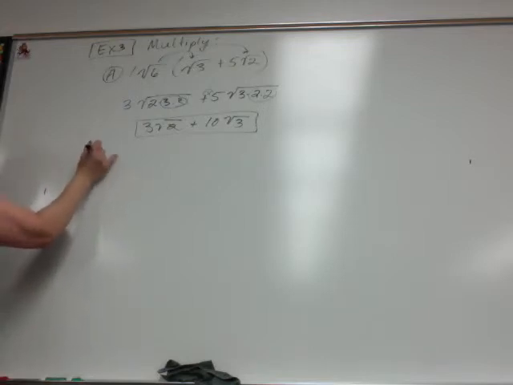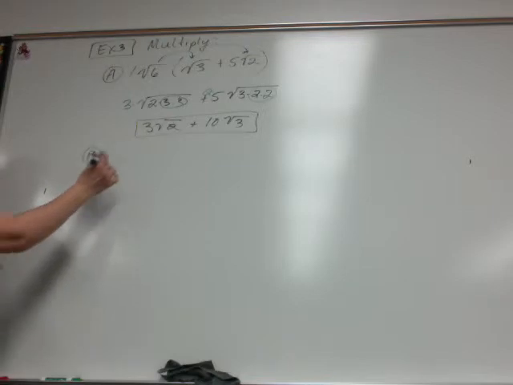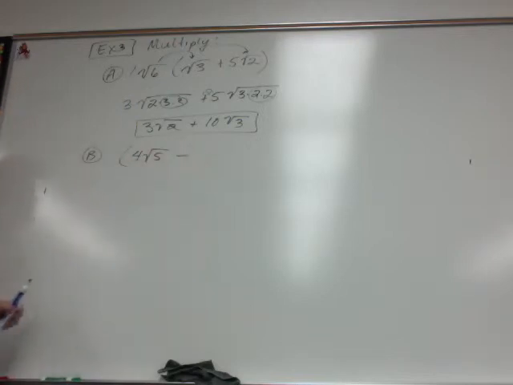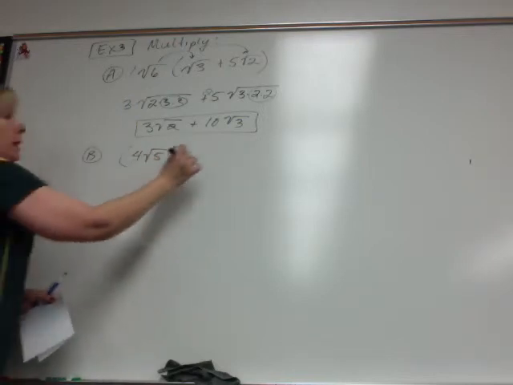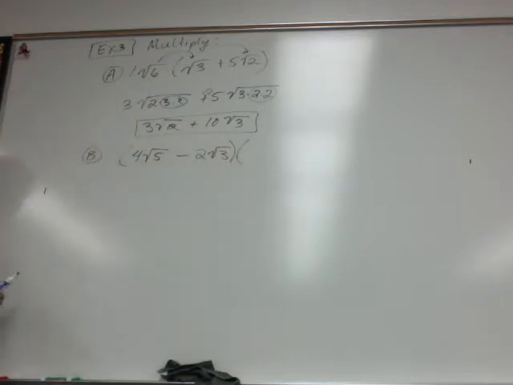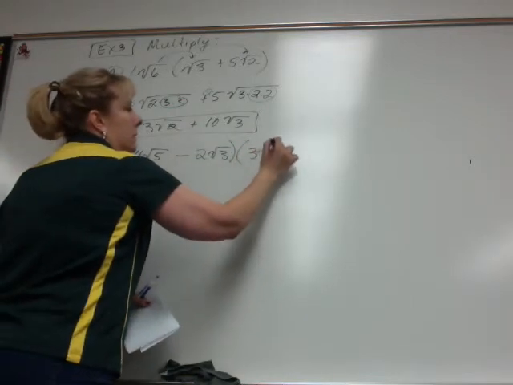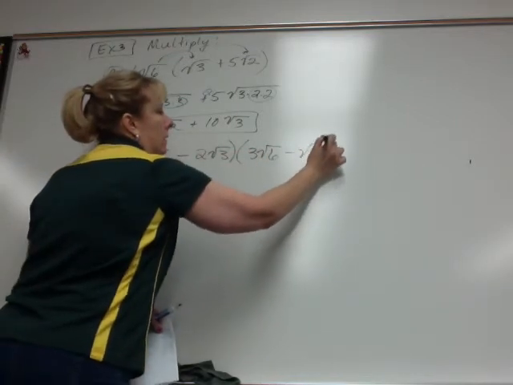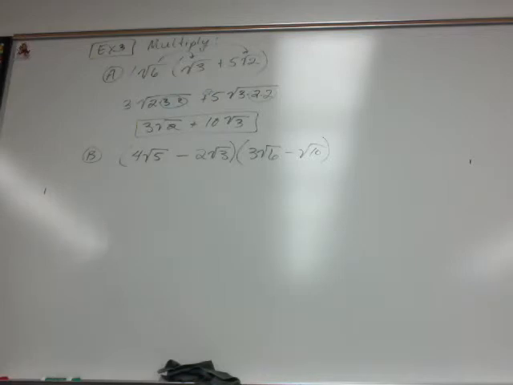So for B, this time we're going to multiply something a little bit more difficult. 4 radical 5 minus 2 radical 3, in parentheses, times new parentheses, 3 radical 6 minus radical 10. So I have a binomial times a binomial, right? Don't we double distribute or FOIL?